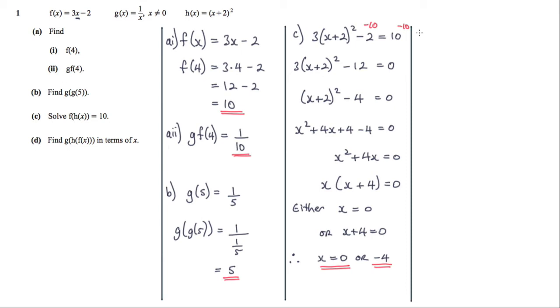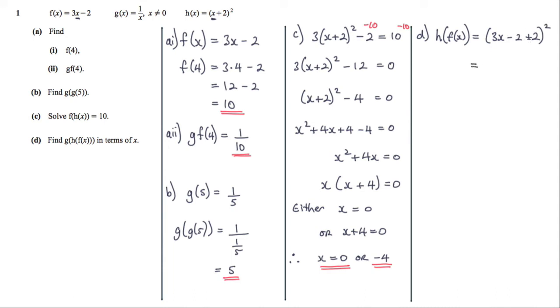Okay, moving on to part D. For part D, we have to find g of h of f of x in terms of x. Well, let's start with this h of f of x. So h of f of x, well, that's going to be equal to the following. So wherever we see the x here, we're going to replace it by this whole function here. So the 3x minus 2, we're going to pop in for this x. So we get 3x minus 2. So that's that bit. And then we've got this plus 2. And then we've got to square that.